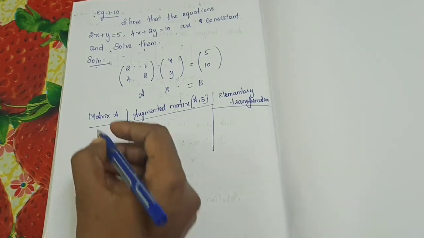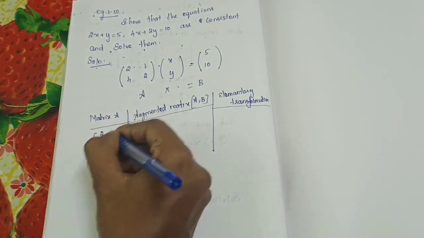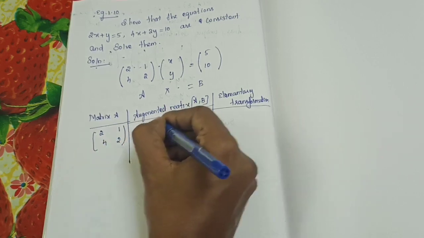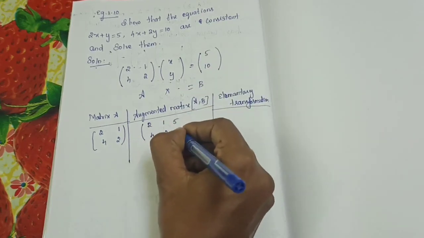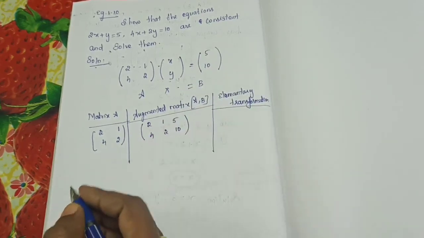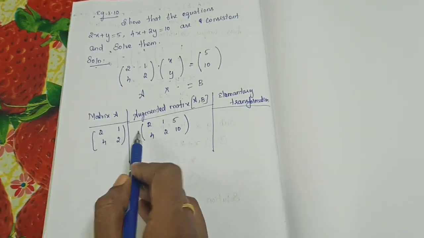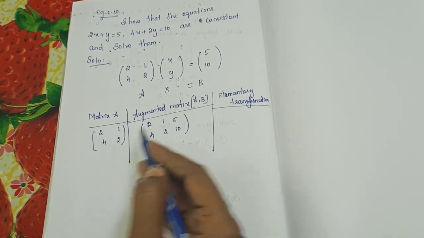Elementary transformation. Okay. Next, first what will you do? You'll write the given matrix. Is it right? 2, 1, 4, 2. Then AB means the augmented matrix. That is 2, 1, 5, then 4, 2, 10. Okay. So you know, is it right? Now first you check whether the first entry is non-zero. So you need to make this entry 0.